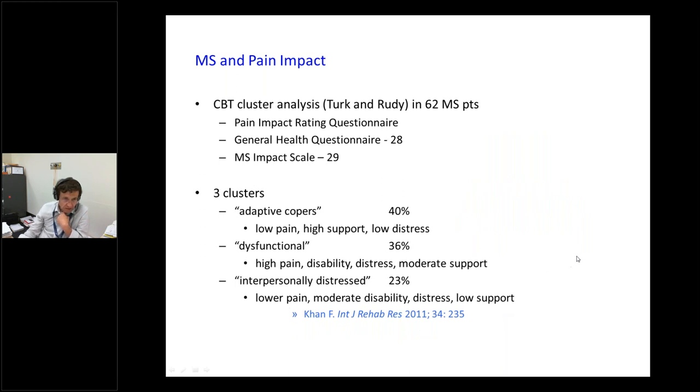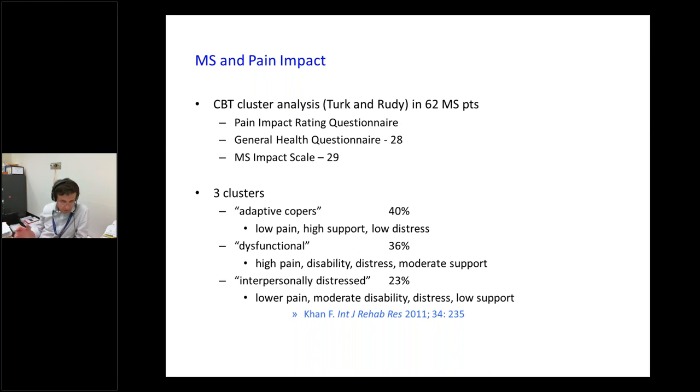The impact of pain in MS is important. This is Farid Khan's work looking at how some people cope with it. We might call them adaptive copers. A cohort, a functional presentation or phenotype of someone with pain, is that they're coping well, they've got good support, they're not distressed, but they've got pain. Another group present to you because they're highly distressed, with high pain reports, and they're not functioning.